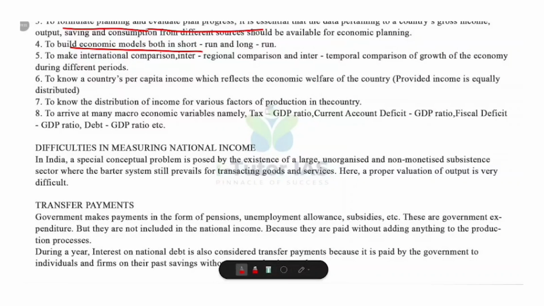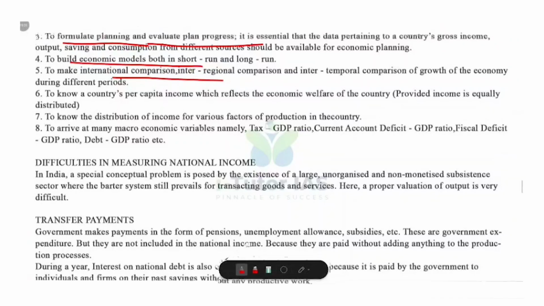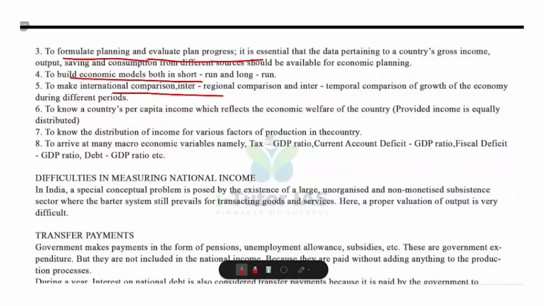Then it helps to make international comparison. It also helps to compare economic growth between countries, between regions and across time. Between countries means international comparison. Between regions in the same country means inter-regional comparison. And across time means inter-temporal comparison. So national income helps us to compare data across regions, across countries and across time.